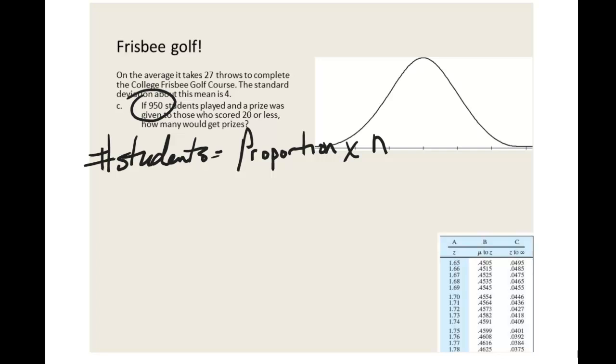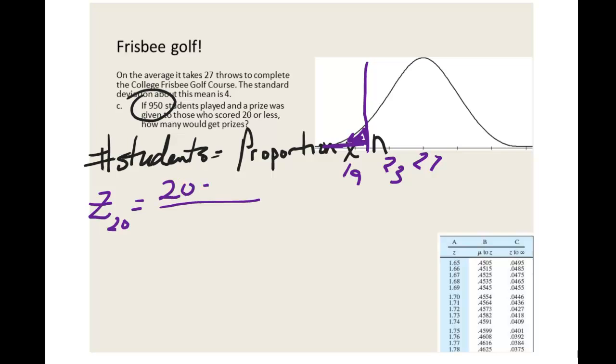So in this problem, I'm going to have a 950 student competition class going at this Frisbee golf course, and I'm curious about those who were extremely good, the creme de la creme of Frisbee golf. So I'm interested in the tail region because I'm looking for a score of 20 or less, because those lucky golfers are going to get some sort of a prize, like, I don't know, a Frisbee.